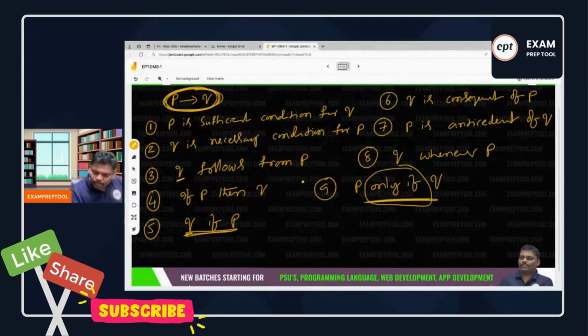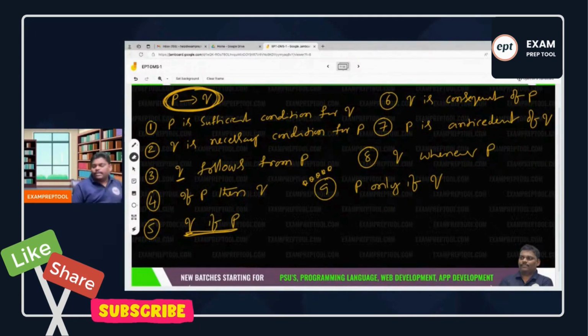So remember, don't confuse this. I am going to explain. It is not P only if, it is not if only if. P implies Q can be read in these many ways. If anyone is confused, I didn't say anything. I just wrote them one by one. P implies Q can be read in these many ways. Most of the things you know. If you don't know, please go through it one time.